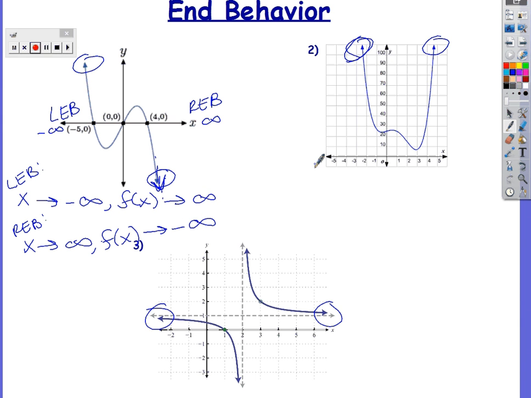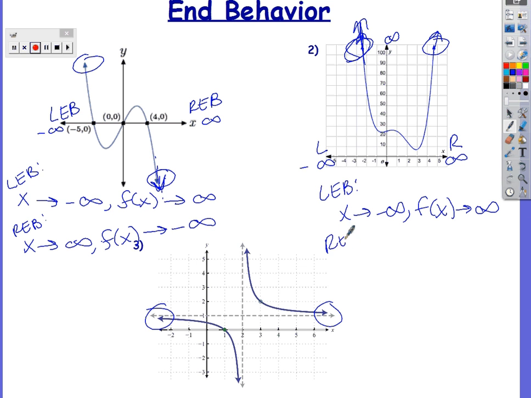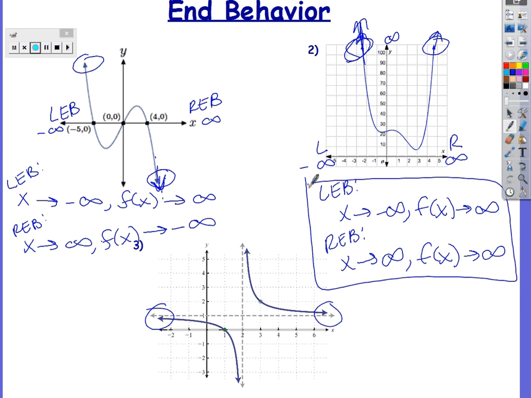You can notice on both the left and the right side, they're both pointing up. Your y values are going to positive infinity. So, left end behavior, as x approaches negative infinity, f of x goes to positive infinity. And the right end behavior, as x approaches positive infinity, f of x goes to positive infinity. Make sure you understand this notation and use it every single time, okay?